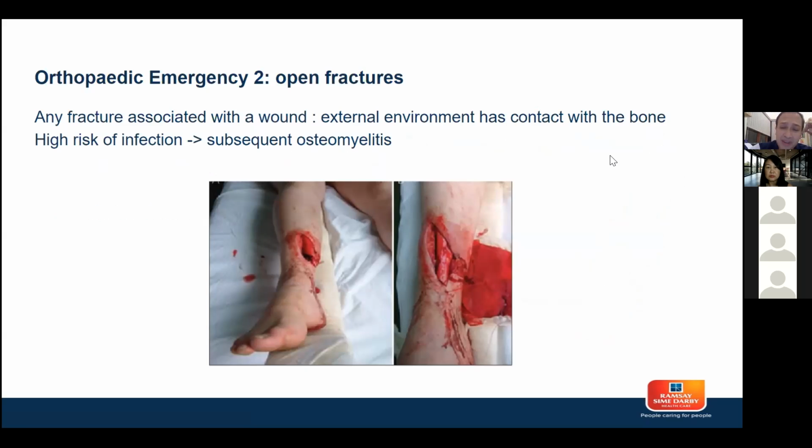So osteomyelitis is very, very difficult to treat. Once it sets in, it's generally there for life. It's very, very difficult to manage. So open fractures are generally treated as an emergency. The wound needs to be debrided early and stabilized as fast as possible.